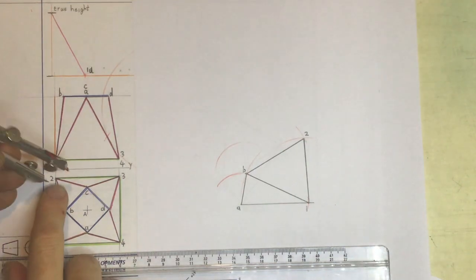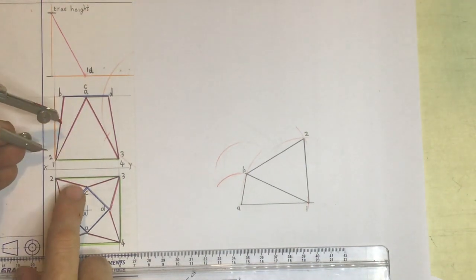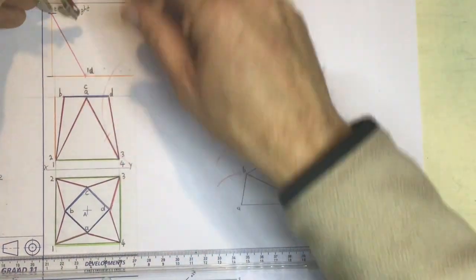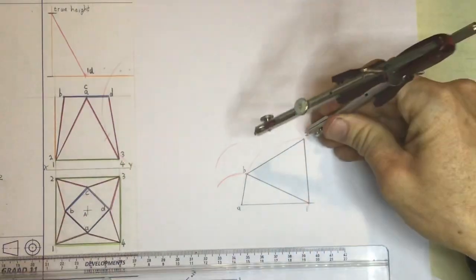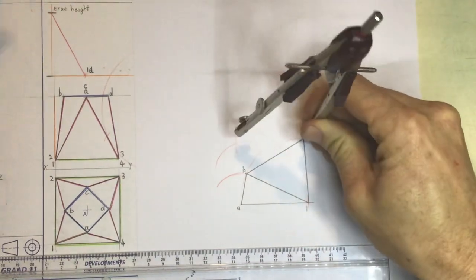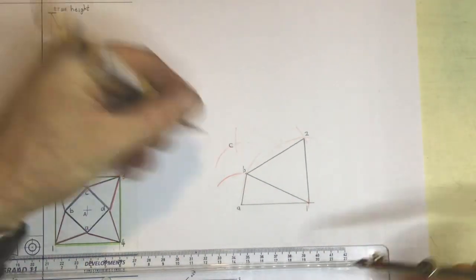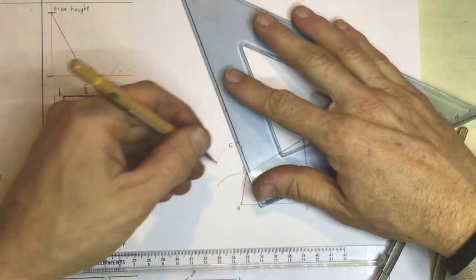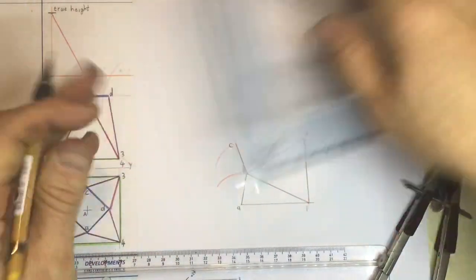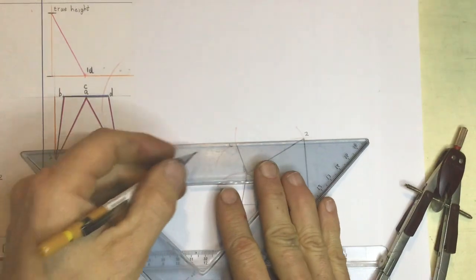Do I have a true length distance from 2 to C? Don't have it here, don't have it there, do have it over here. 2 to C, go to 2, mark off where C is. Draw in B to C. Draw in 2 to C.